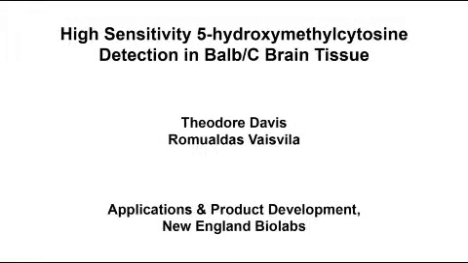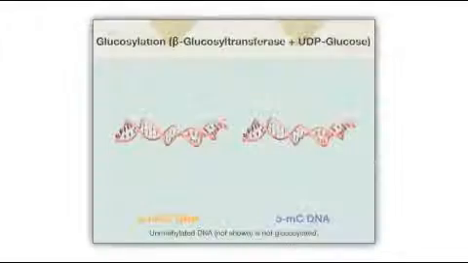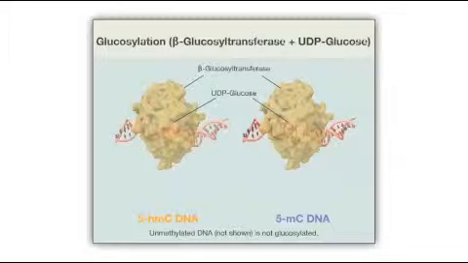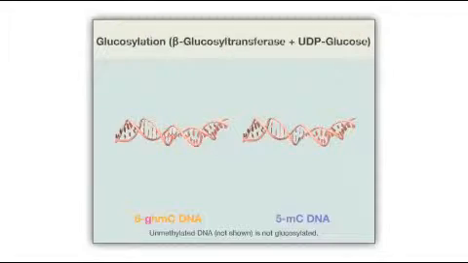The overall goal of the following experiment is to analyze and quantitate 5-methylcytosine and 5-hydroxymethylcytosine within a specific locus of genomic DNA. This is achieved by glucosylating the hydroxyl group of 5-hydroxymethylcytosine, which converts a cleavable MSP1 site into a non-cleavable site.